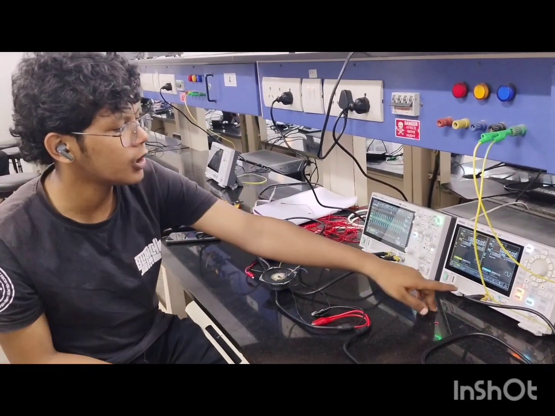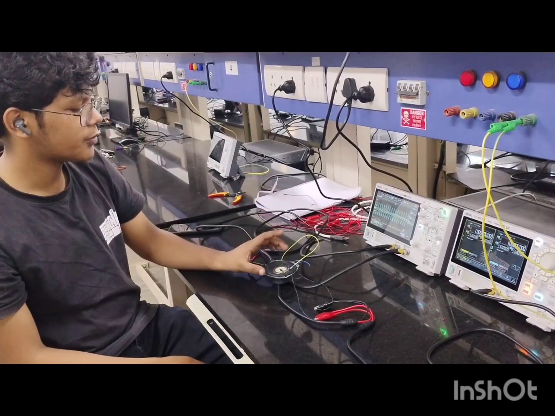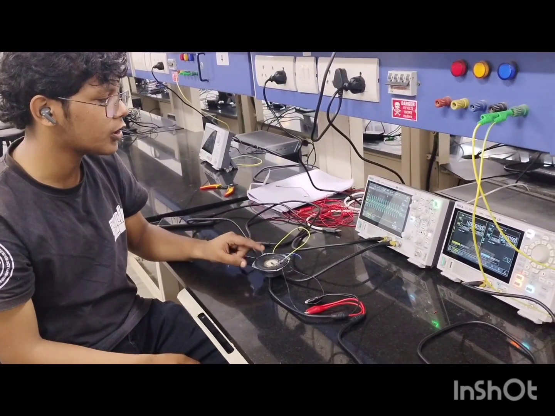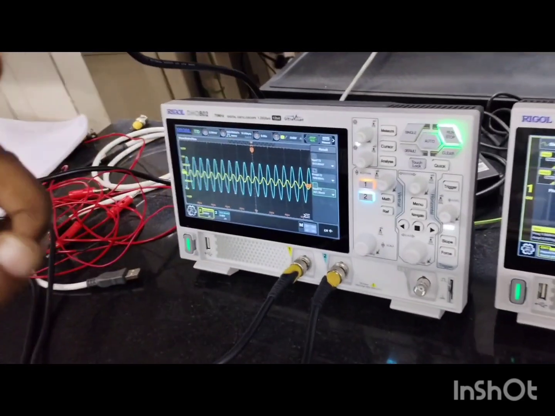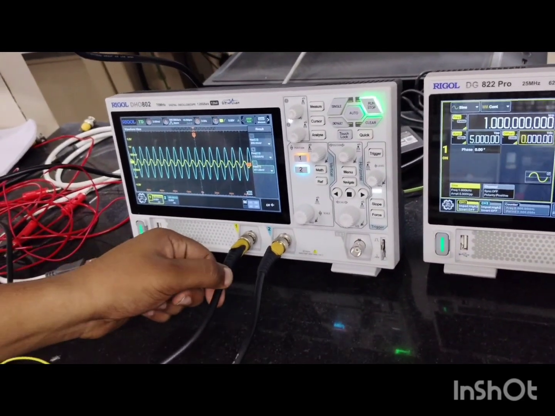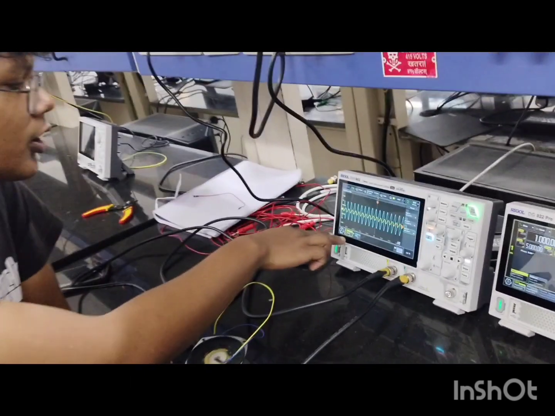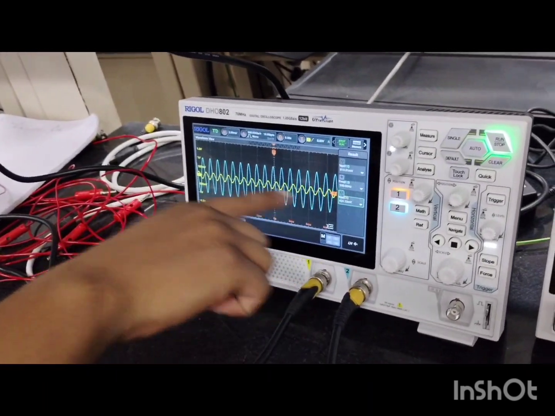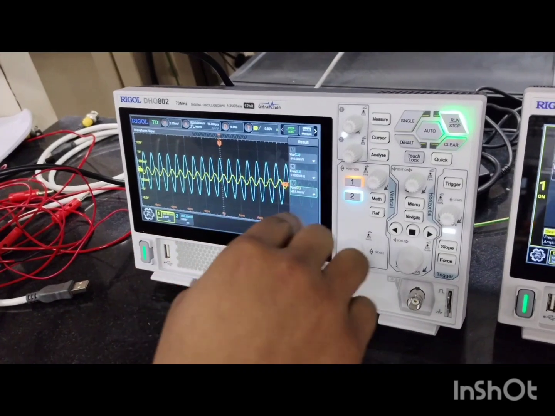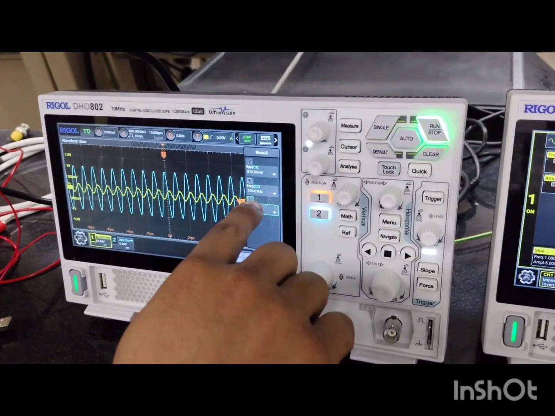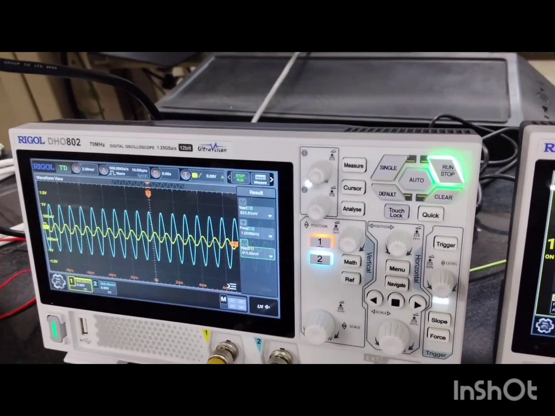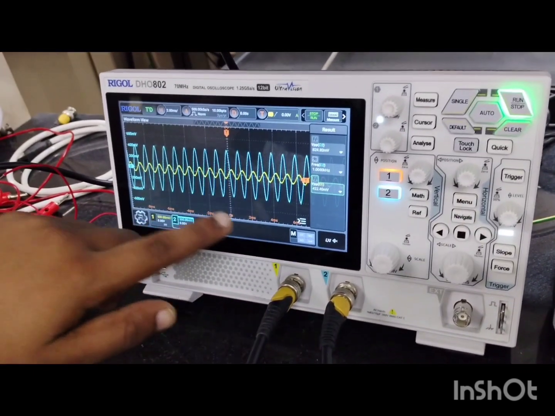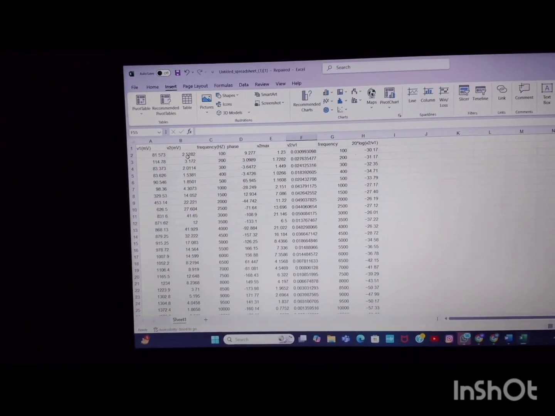So we have taken the input from the signal generator to the speaker and it creates some vibrations. We have read the output in channel 2 and the input in channel 1. As you can see, channel 1 is the yellow one and you can see the values fluctuating, frequency and VPP, and the blue one is the output. You can see that too. These are the readings for task 2.